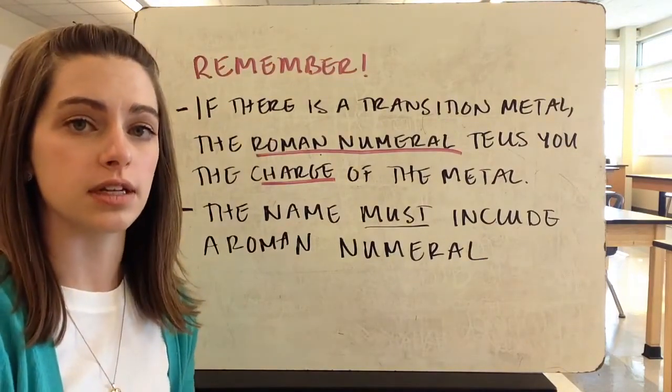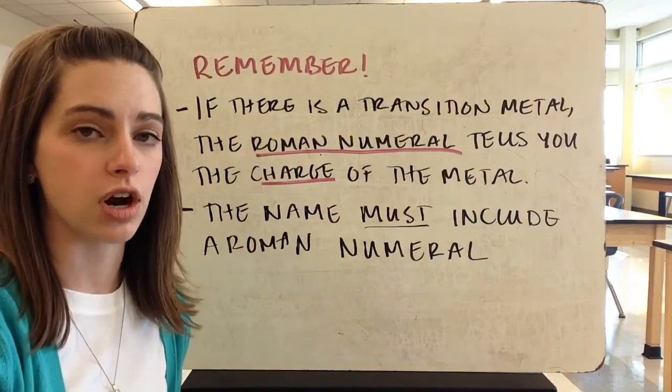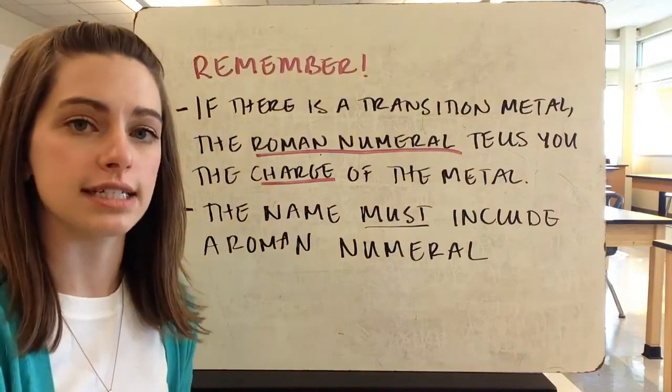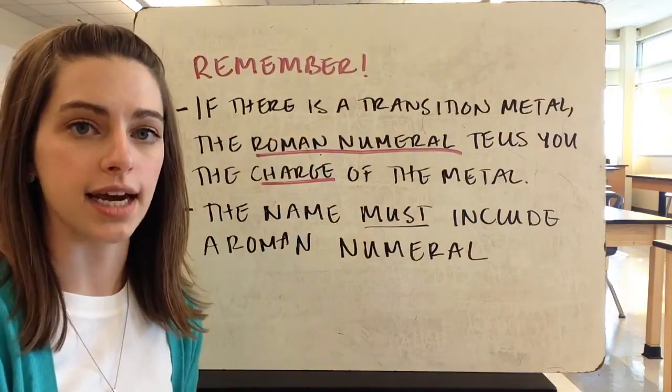And when we're writing formulas, the Roman numeral is going to tell you the charge on the metal. Everything else follows the same rules as it did with our simple ionic compounds.